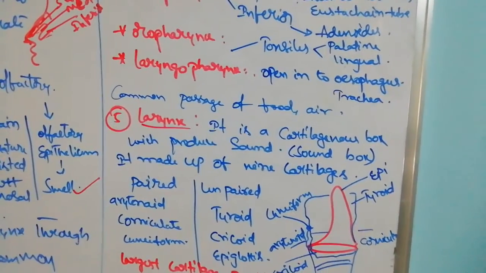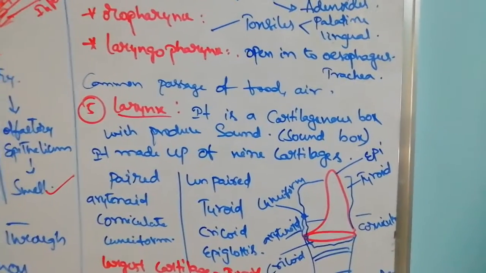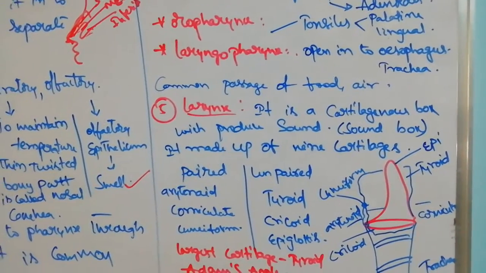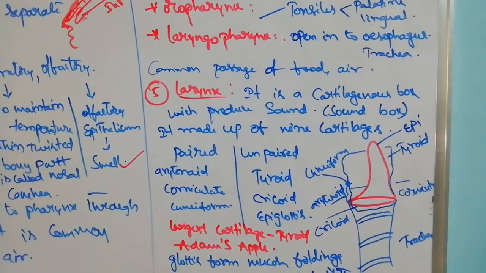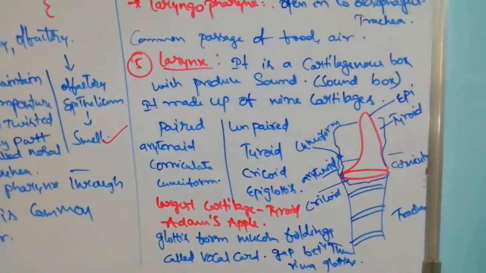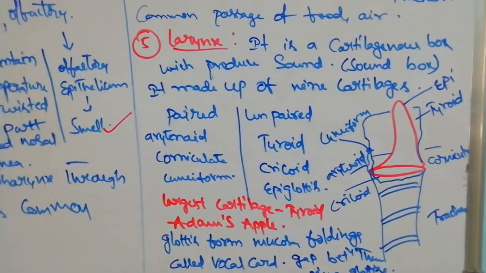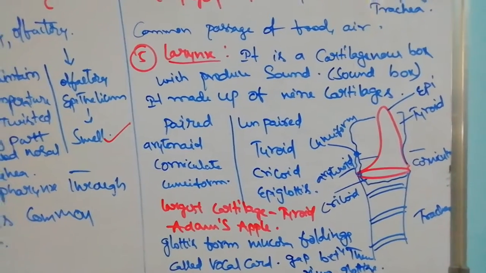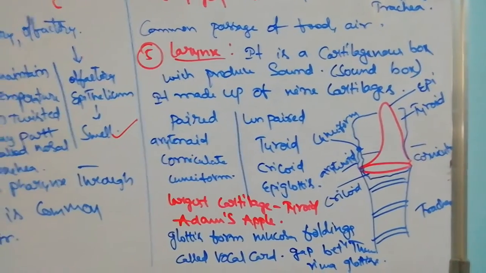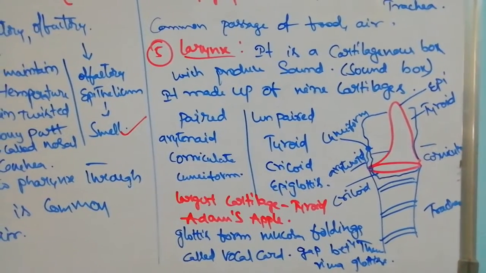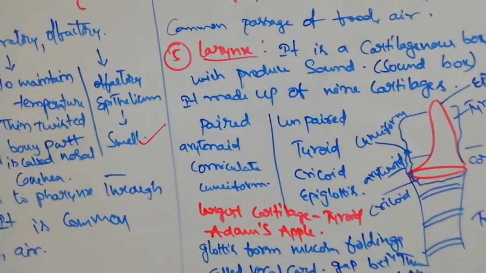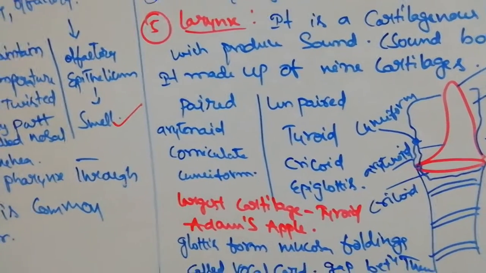And the larynx is the cartilaginous box which produces the sound. That's why we call it the sound box. The larynx is also called the sound box. It is made up of 9 cartilages. How many cartilages are present? 9 cartilages are present in the larynx. Some are paired and some are unpaired. Paired cartilages are arytenoid, corniculate, cuneiform. Unpaired are the thyroid, cricoid, epiglottis.